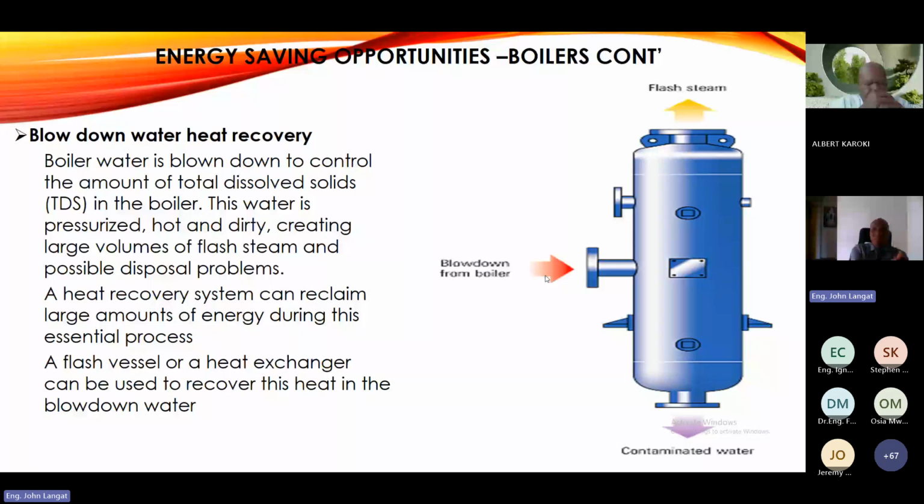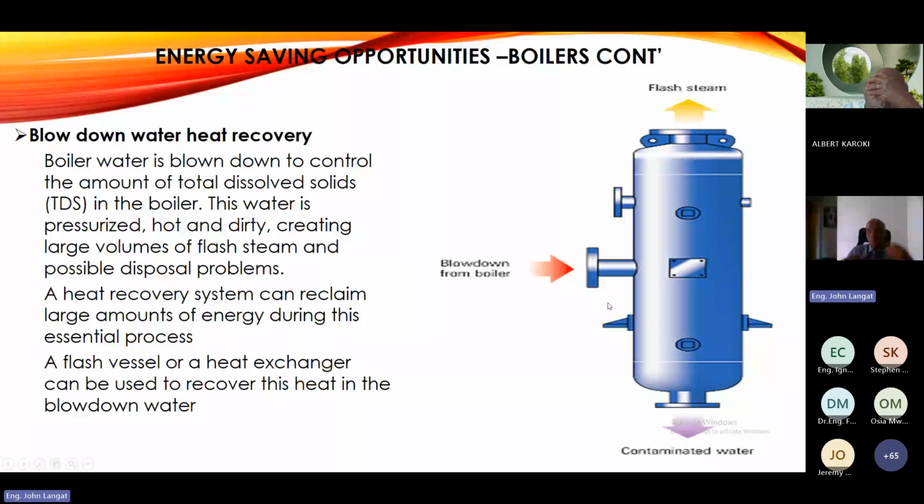You can use a flash vessel. Basically, these are flash vessels. Flash vessels are not only in dryers. I'm sure many of you who visited tea processing factories have seen a flash vessel attached to the dryer. Most probably you've never seen a flash vessel attached to the blow down pipe of the boiler. This one can be attached to the boiler.